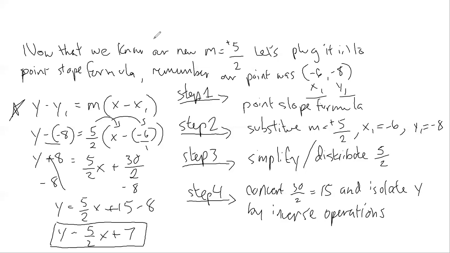I have y is equal to 5/2x. I'm going to leave that alone. Plus 15. If you're wondering where I got the 15 from, it's just 30 divided by 2. Minus 8, right? And I just broke this down into a separate step just so you know that I'm not pulling these numbers out of nowhere. Now, my final answer is y is equal to 5/2x, which is just my slope, plus 7, because 15 minus 8 is going to be +7, okay? And that is the equation of the line that is perpendicular to my original, okay?